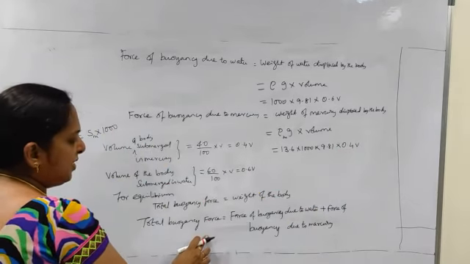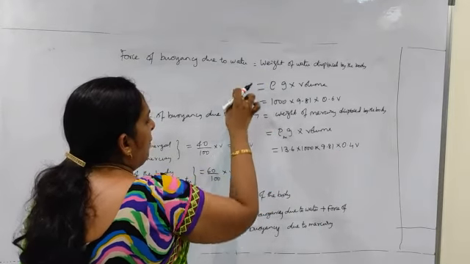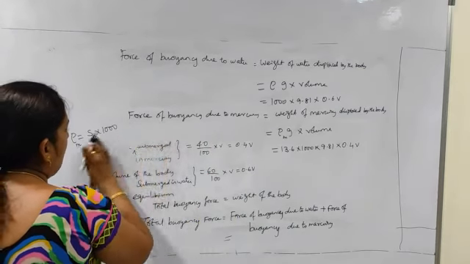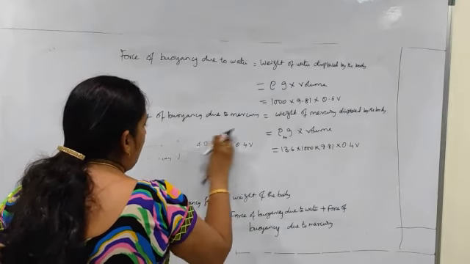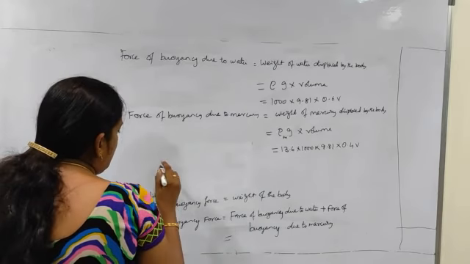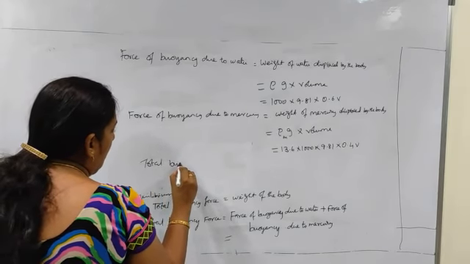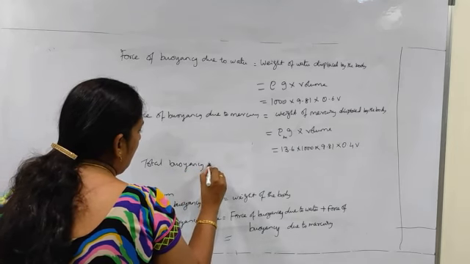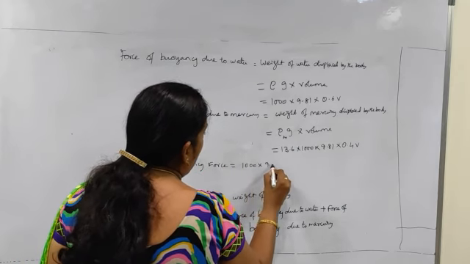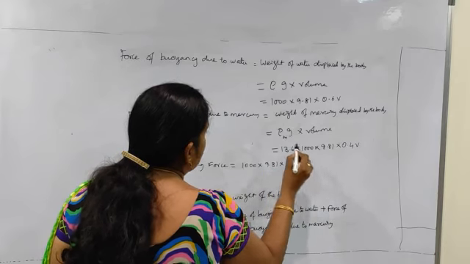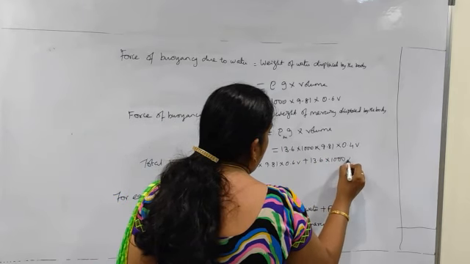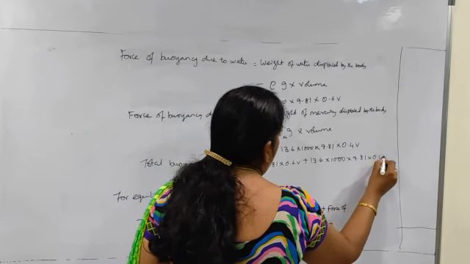So what is my total buoyancy force? Force of buoyancy due to water plus force of buoyancy due to mercury. So the total buoyancy force will be the sum of these. But my condition is not that, I have to find out the density. So the total buoyancy force will be the force due to water, 1000 into 9.81 into 0.6 B, plus the buoyancy force due to mercury, 13.6 into 1000 into 9.81 into 0.4 B. So I have got this.